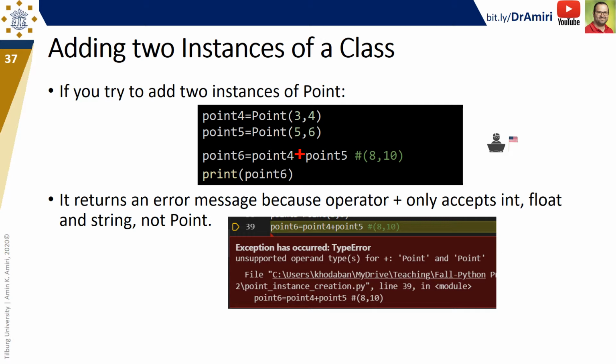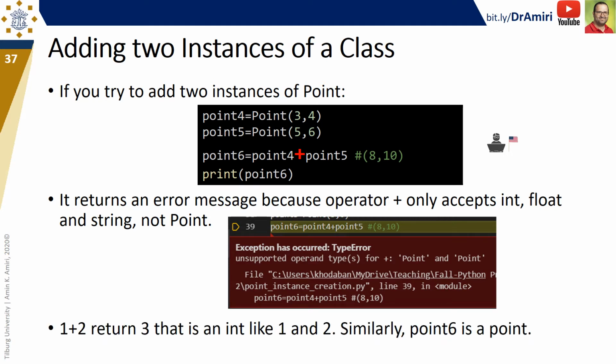How can you support the plus operator for the class Point? We already know that the int, float, and string classes support the plus operator. How can we add plus to our own user-defined classes?